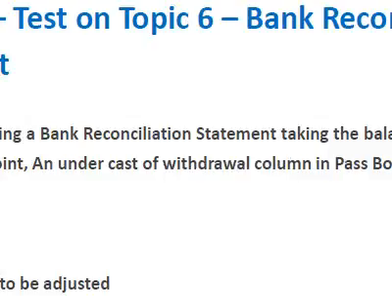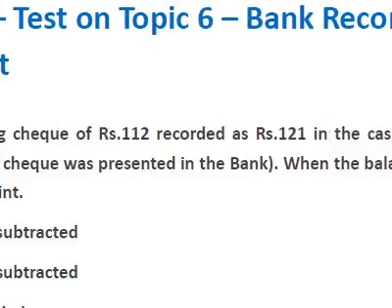Next, while preparing a BRS taking the balance as per cash book as the starting point, an undercast of withdrawal column in passbook. Okay, so when the withdrawal column in the passbook is undercast, it means that we are showing less withdrawals, and hence the balance as per passbook will be higher than the balance as per the cash book. And here we are starting the BRS taking the balance as per cash book as the starting point, which means that we have to move from a lower number to a higher number, and so we have to add the undercast.